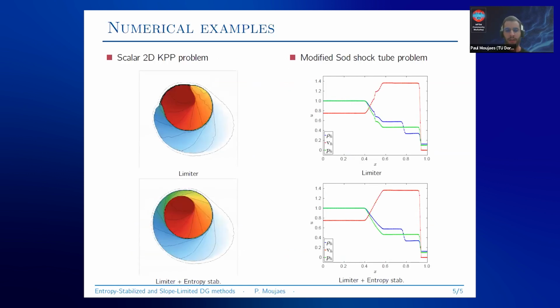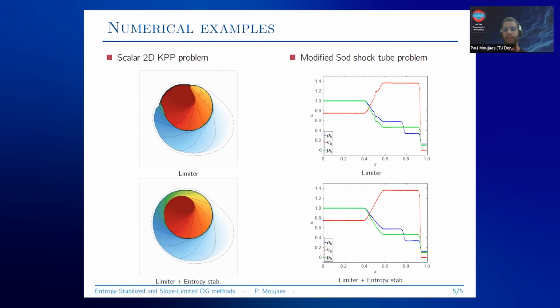Last but not least, let's look at some numerical examples. We have the scalar 2D KPP problem on the left, which is known to bring numerical schemes to their entropy stabilization limits. We can see that without the entropy stabilization, we used group finite element approximation for the flux to invoke non-entropic solution, which we can see here. And using the entropy stabilization, we can see that the spiral structure is very well captured by the scheme.